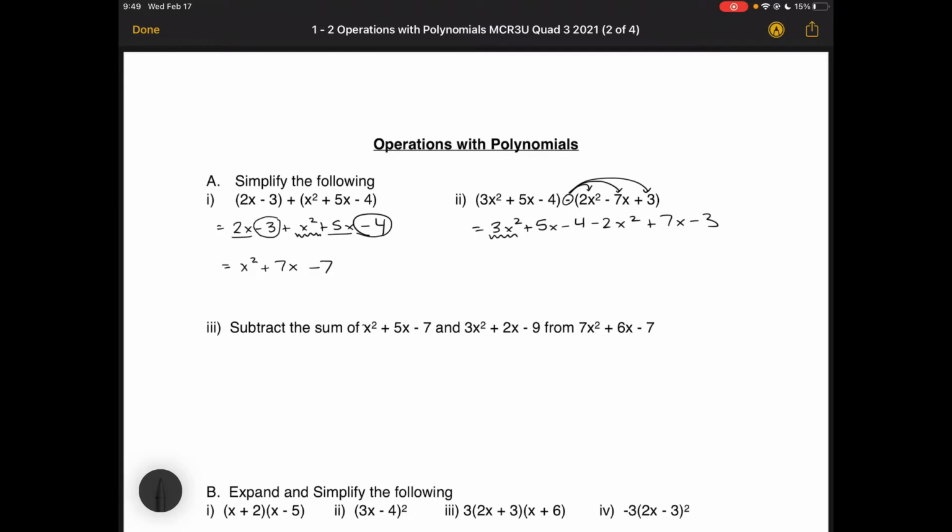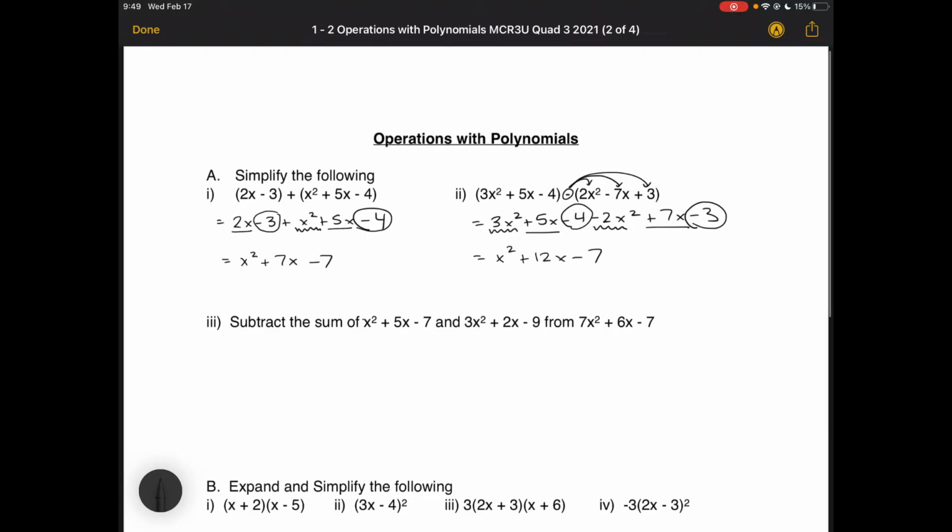Repeating the same process I did, I'm going to underline my x squared terms and my x terms and finally my constant terms, and then my final step is to put them all together. So x squared plus 12x minus 7.